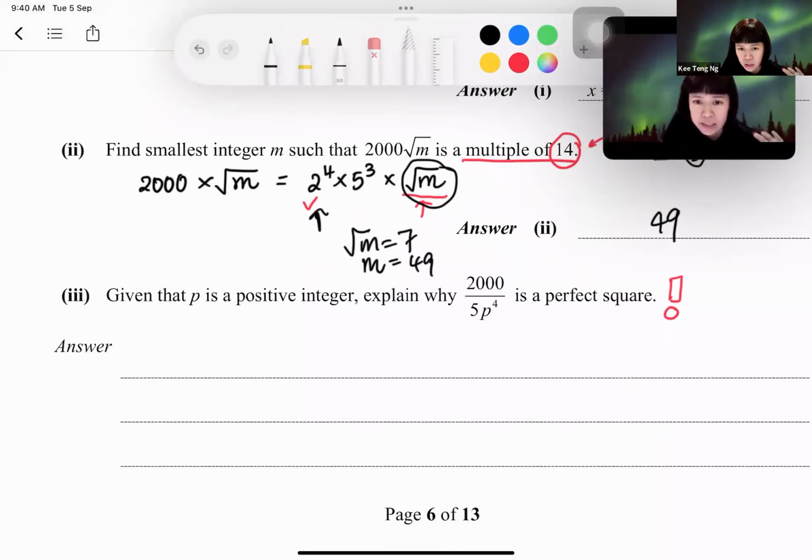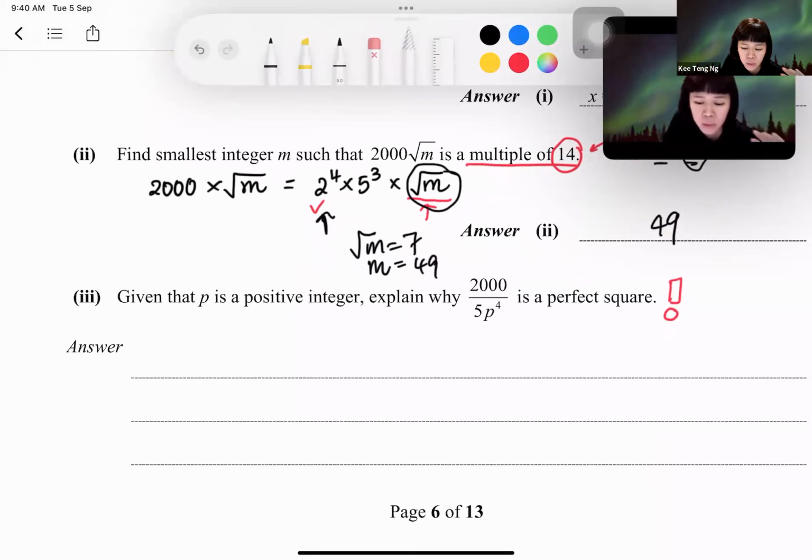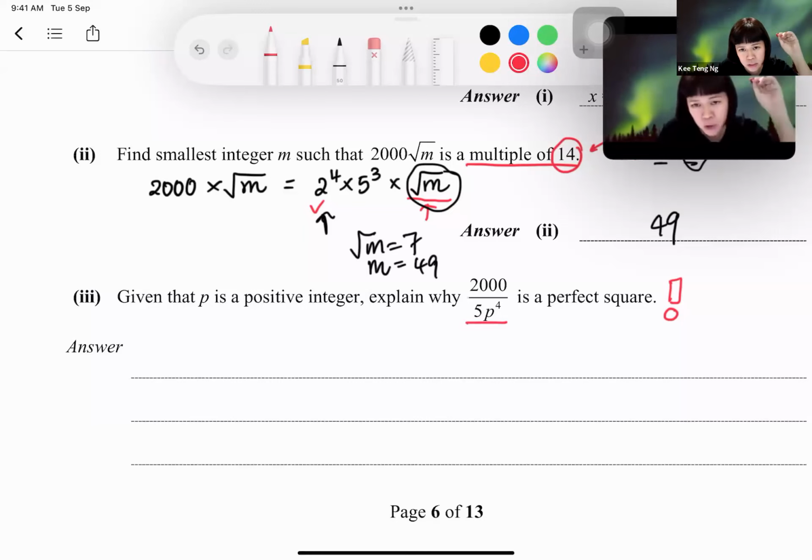Next, this question, there is a problem with this question. Can I have all of your attention to change this question? Okay, change this question a little bit. This question is not correct. Why? First thing, if P is a certain number that makes the whole value a fraction, it cannot be a perfect square. Why? A perfect square must be an integer.